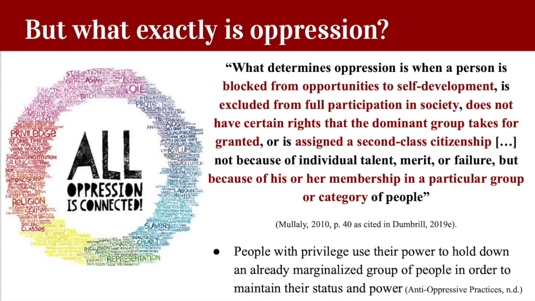A little bit of a reiteration of what I said earlier. Again, oppression, at the core of it, is people using the privilege that they already have. Maybe it's unrecognized privilege or it is recognized, but that's all in an effort to hold back other groups so that they maintain their status overall.